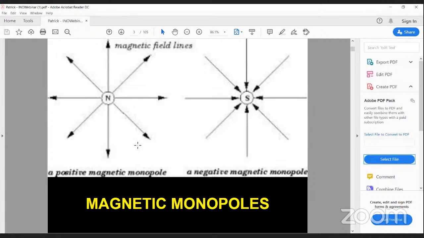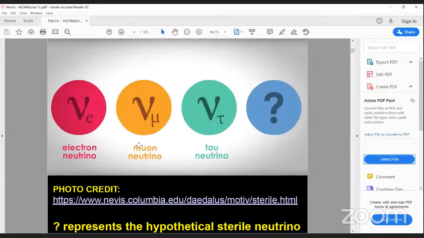Next slide. So these are the blades of the windmill. Next slide. And the neutrinos here, the question mark, of course, represents the hypothetical sterile neutrino. Next slide, please.